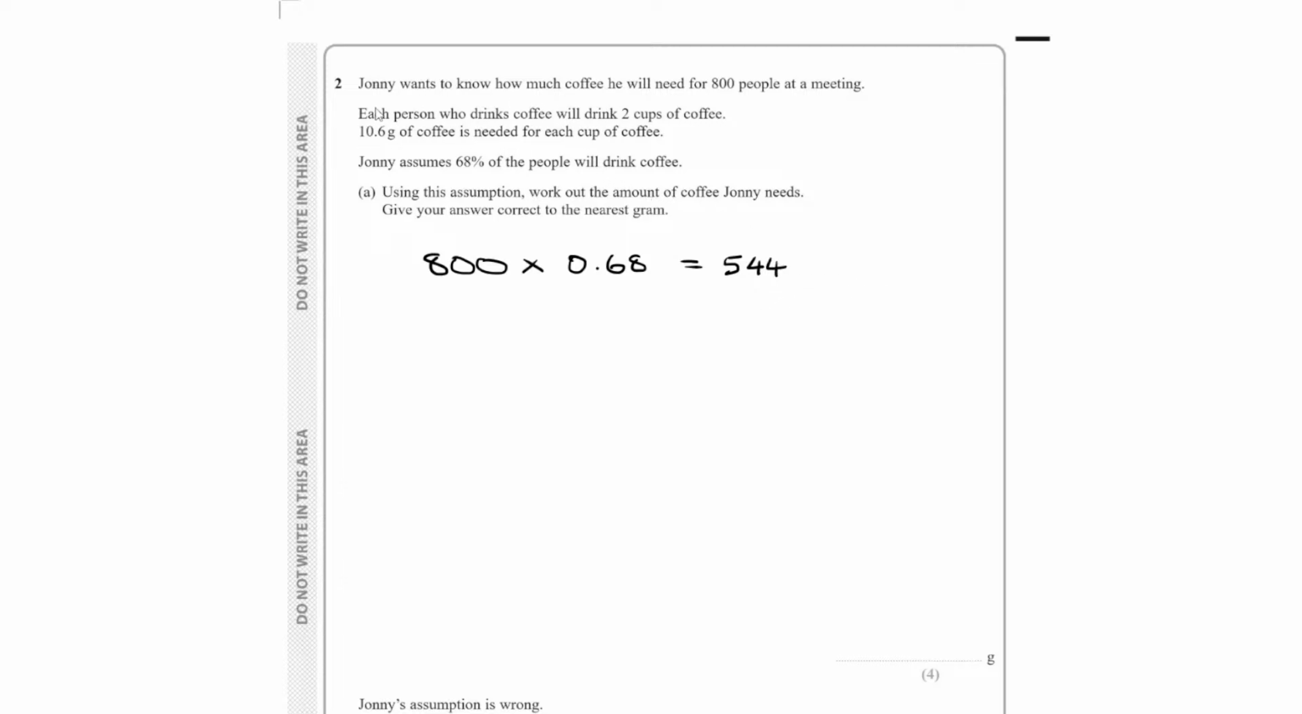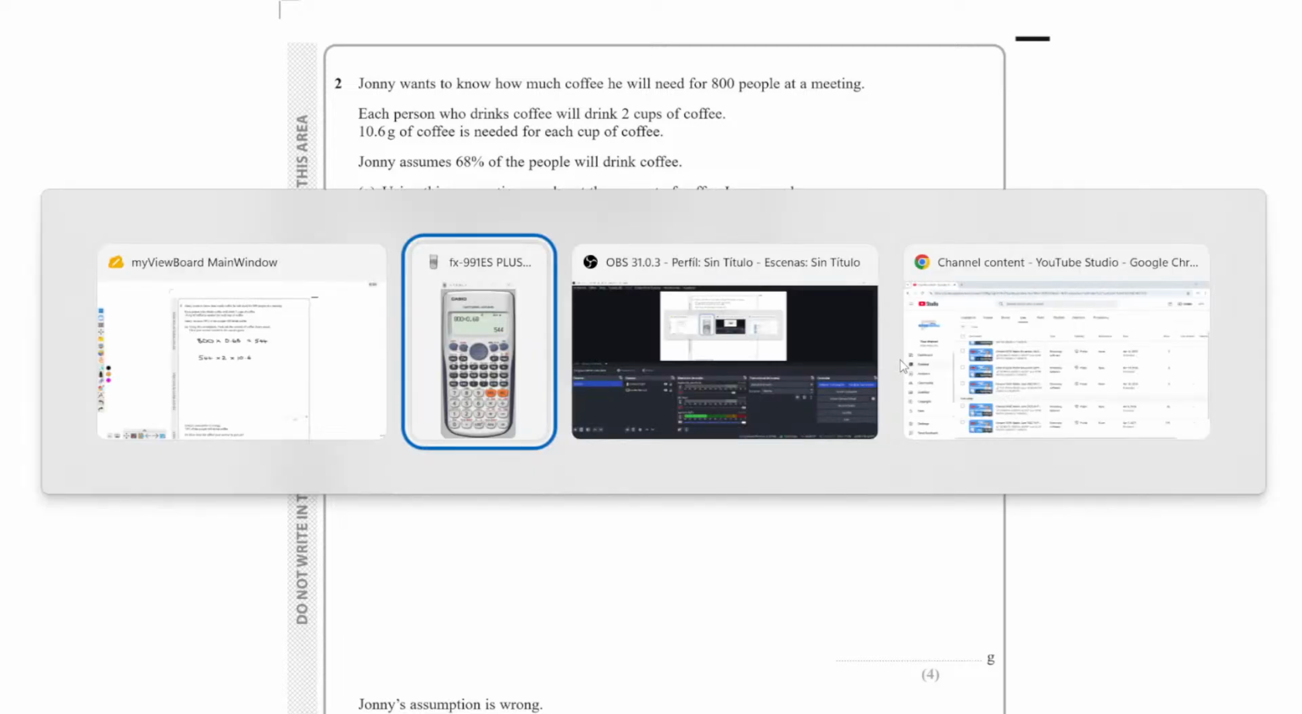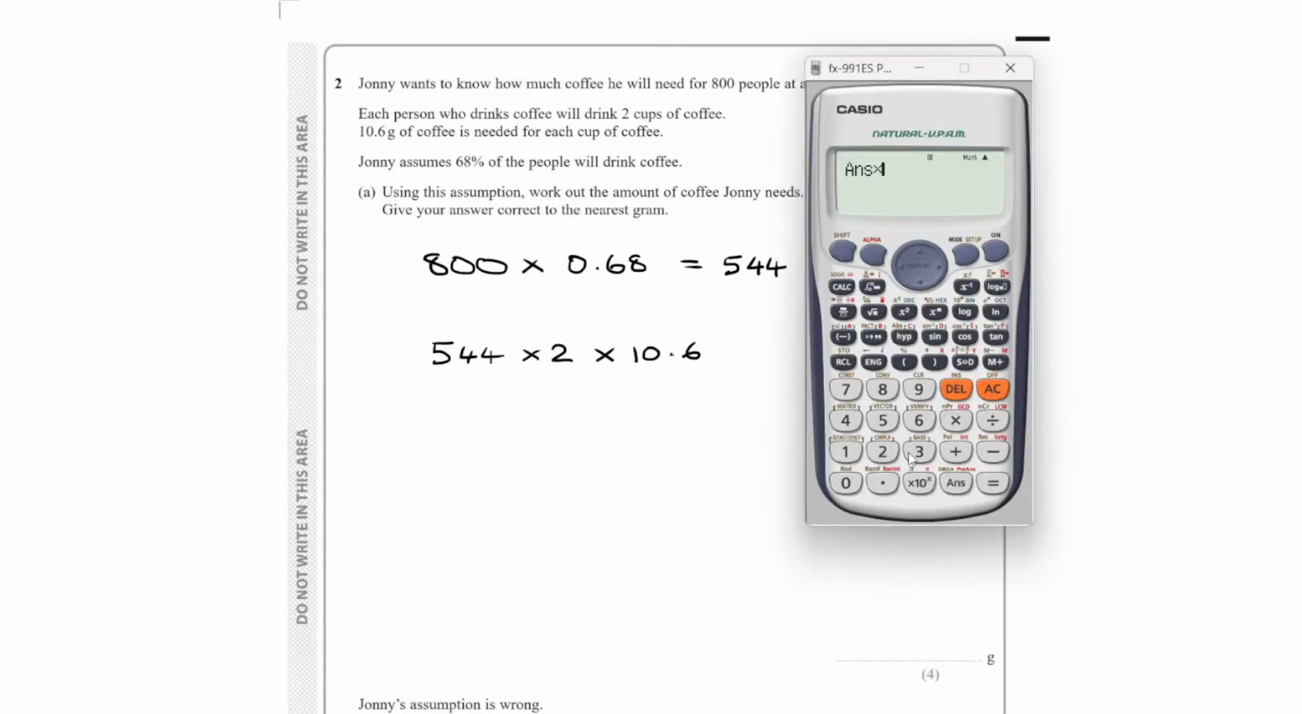Then if we come back to this middle bit here, they said that, okay, of each person who does want to drink coffee, they're going to be drinking 2 cups each. So you could do 544 multiplied by 2, so that's how many cups you'll need. And then I would probably just do it in the same step. Each cup of coffee is 10.6 grams, so I would just multiply that as well. You can do it separately in 2 different steps if you want. I'm just going to multiply everything together. So we want 544 times 2 times 10.6. I've just used my answer button there to copy the 544.